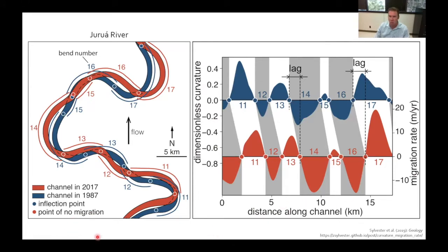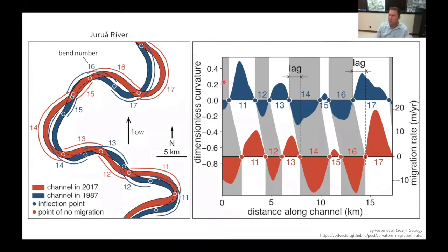This is the Jura River over 30 years. The blue line is the 1987 channel. 30 years later, that's the red line. That's where the channel is. You can see it's changed from 1987 to 2017. And what Zoltan measured, we're co-authors on this, but Zoltan did a lot of the heavy lifting, okay?